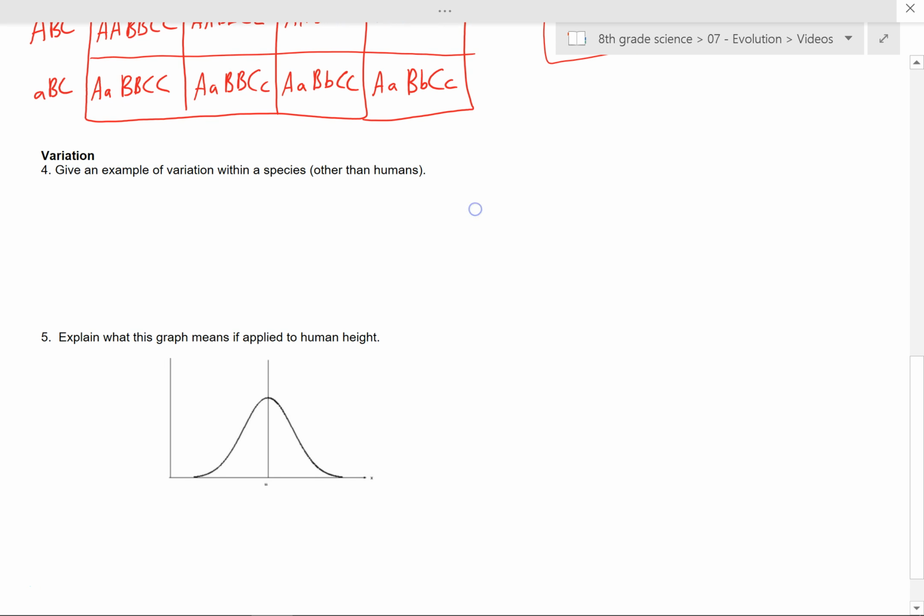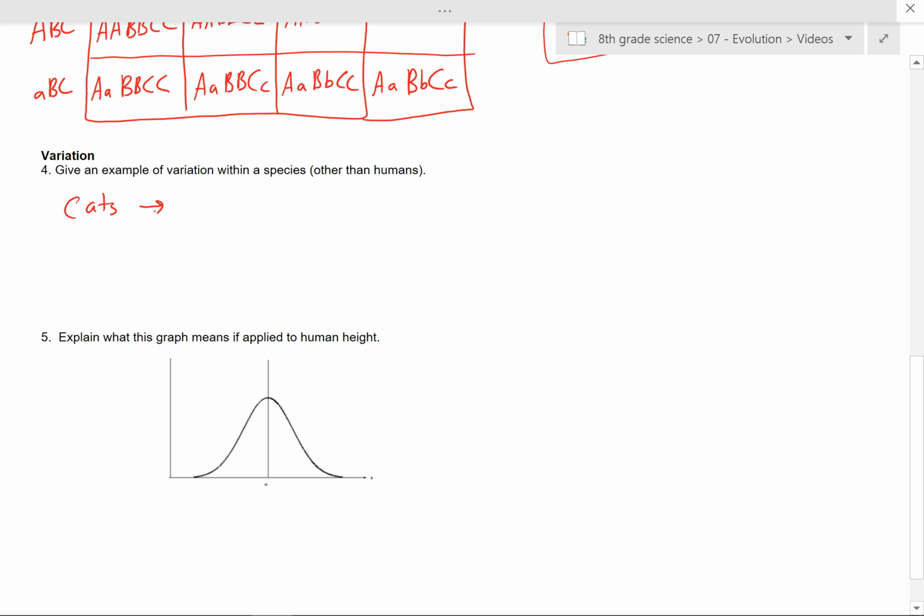For the variation side of this, give an example of variation within a species. Pick any species you want, but stick within that one species. So let's do the example of, I saw a lot of dog ones. Let's do cats.